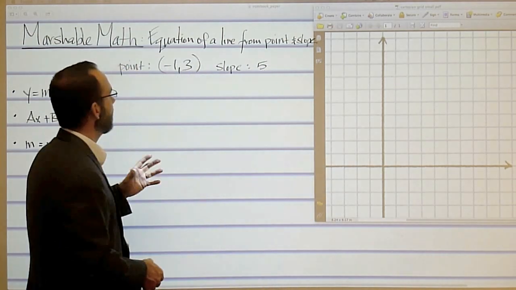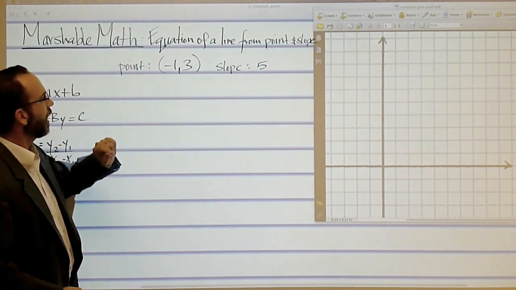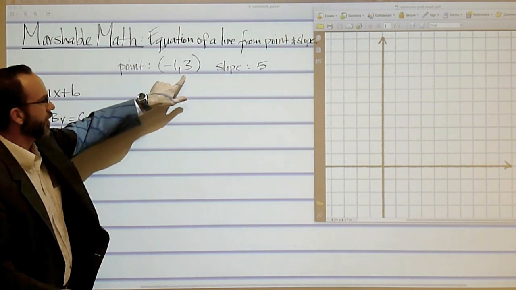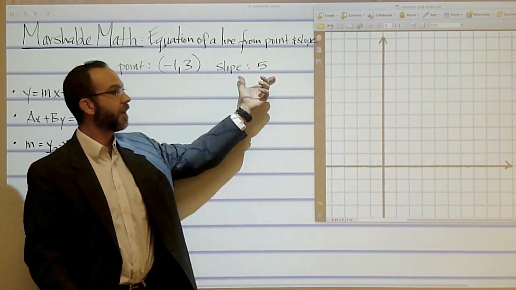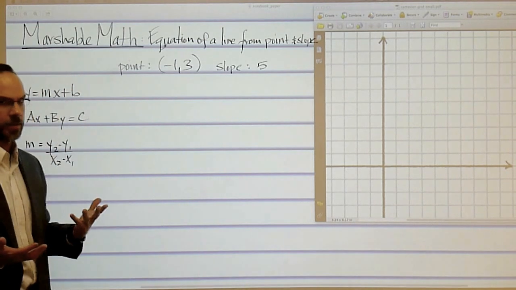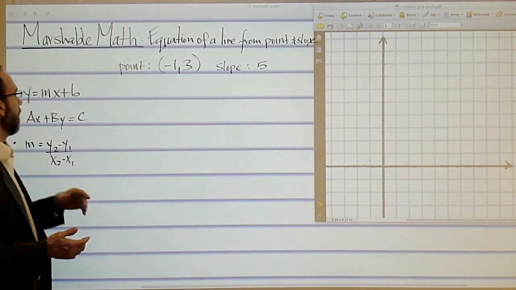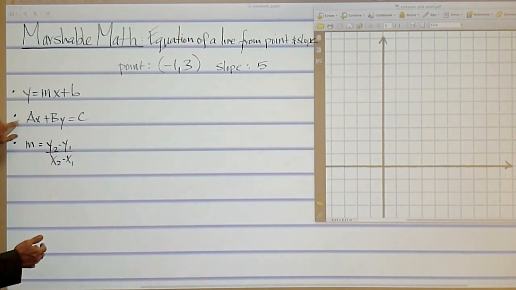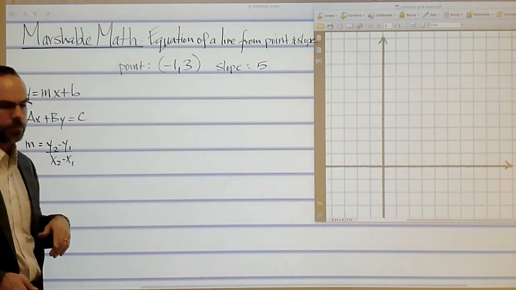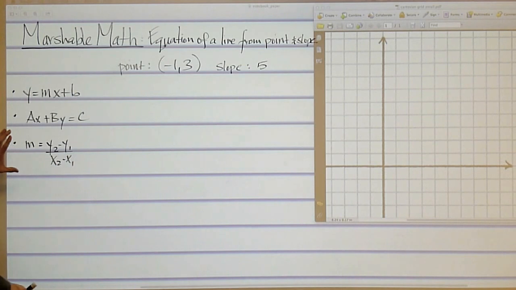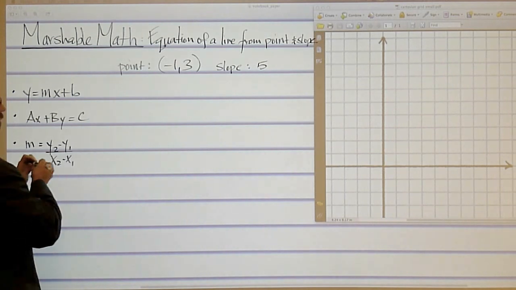So now the question would be this. If I know that the line goes through the point (1, 3) and has a slope of 5, how do I write an equation that would express that line, either in slope-intercept form or in standard form? Here's what we're going to do. We're going to take this relationship for slope, and we're going to use it to construct our equation. So let me rewrite this down.